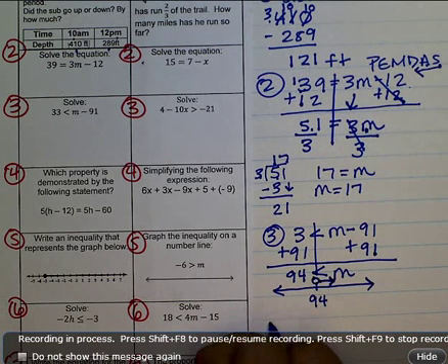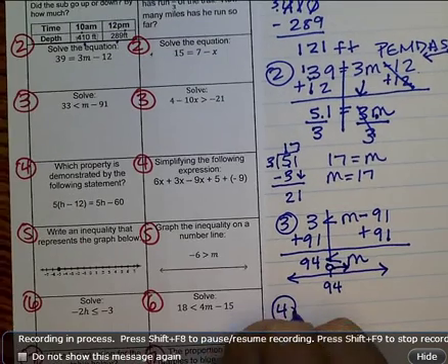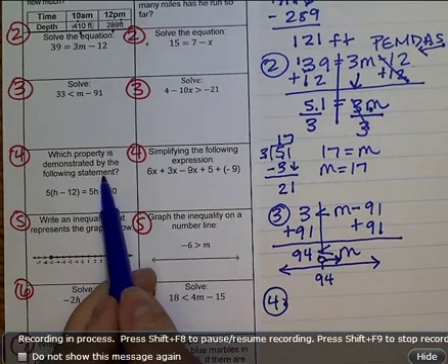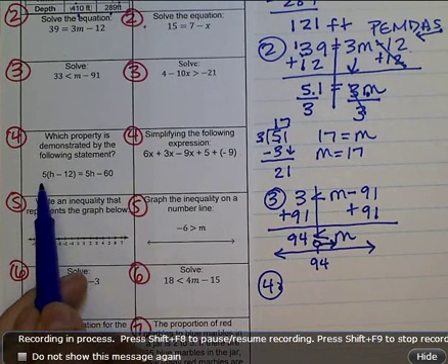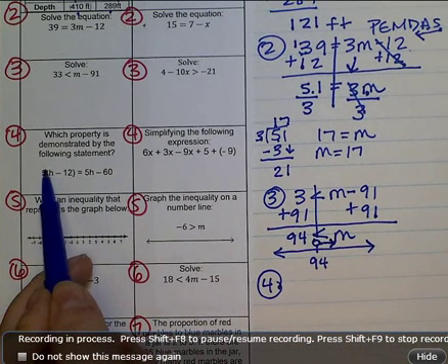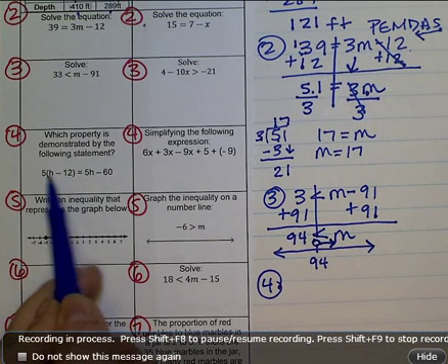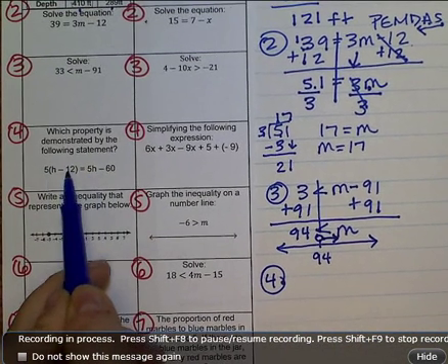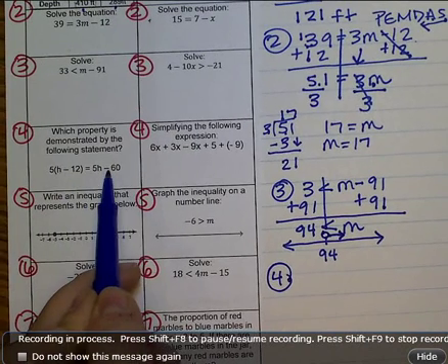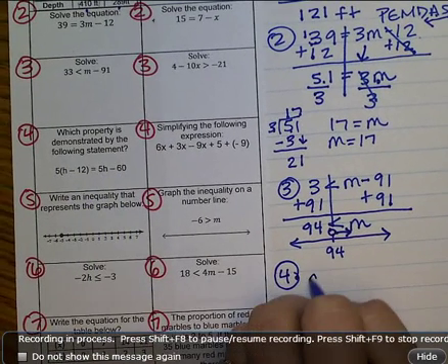Number 4. Which property is demonstrated by the following statement? So we're looking here, and we see that there is a parentheses present, and it seems as if 5 times h, so it's represented right here, and then 5 times negative 12 is represented here. This would represent the distributive property.